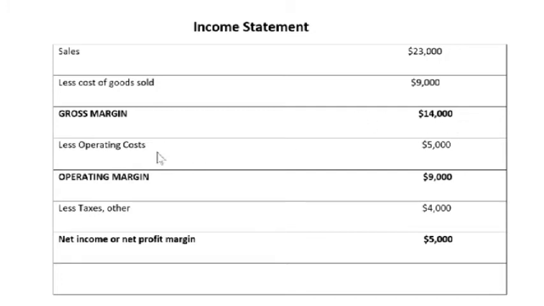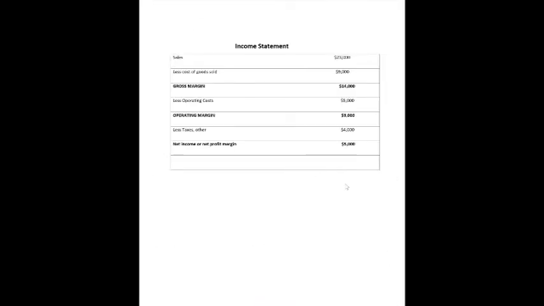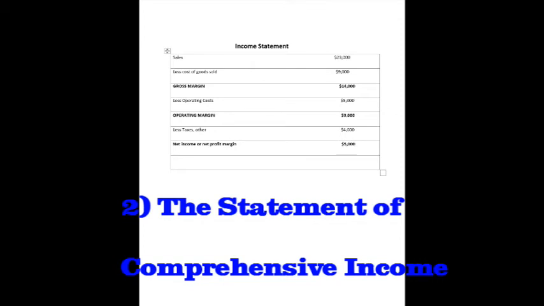Then operating costs. How much does it take to run the business, whatever business this is? $5,000, which now leaves us with an operating margin of $9,000. We subtract taxes, $4,000. Boom, which leaves us with a net profit margin of $5,000. This is a very simplified version, but we will take a look at a more complicated version. I also want to point out that the official name of the income statement has also changed. It is now called the Statement of Comprehensive Income.